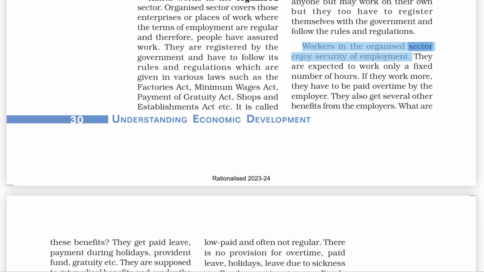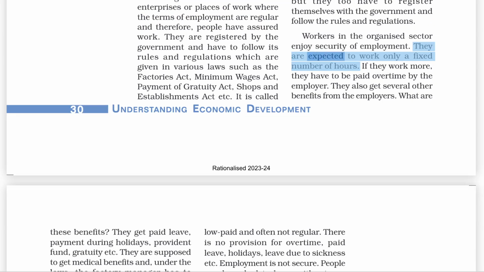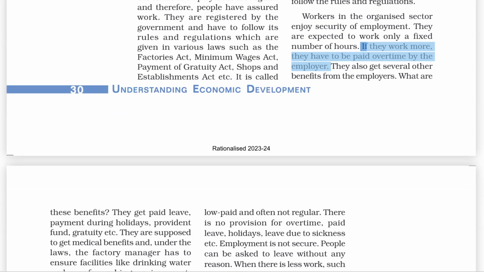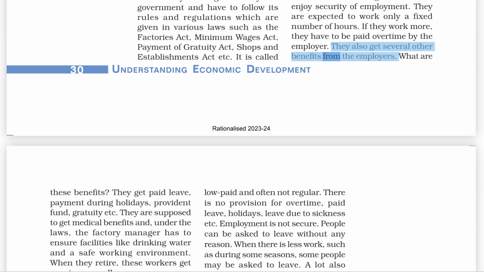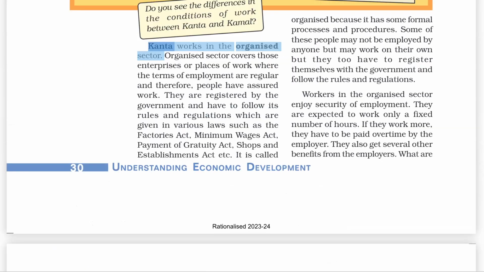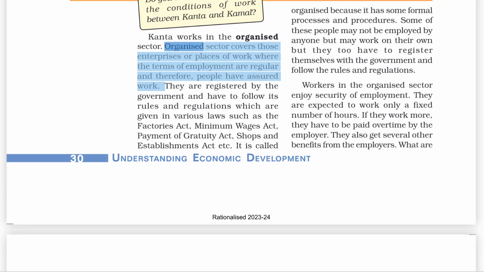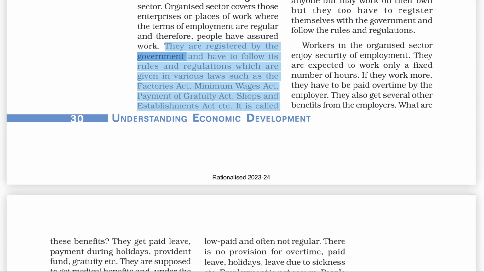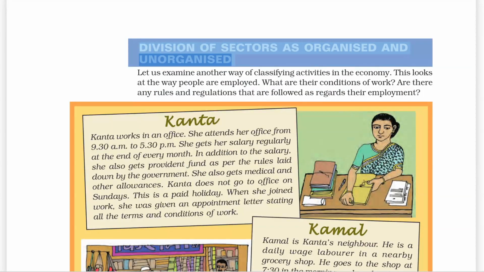Workers in the organized sector enjoy security of employment. They are expected to work only a fixed number of hours. If they work more, they have to be paid overtime by the employer. They also get several other benefits from the employers. Kanta works in the organized sector. The organized sector covers those enterprises or places of work where the terms of employment are regular and therefore people have assured work. They are registered by the government and have to follow its rules and regulations, which are given in various laws such as the Factories Act, Minimum Wages Act, Payment of Gratuity Act, Shops and Establishments Act, etc. It is called division of sectors as organized and unorganized.